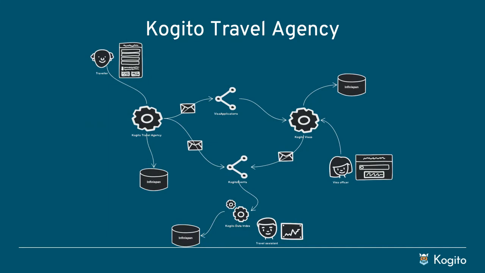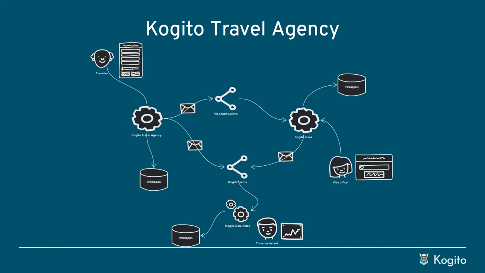So we have a startup travel agency called Cogito Travel Agency that tries to increase their online presence. We have a few actors here: a traveler, the visa officer, and then the travel assistant. And all of those people want to be informed as soon as they need to react on some kind of actions that are waiting for them.